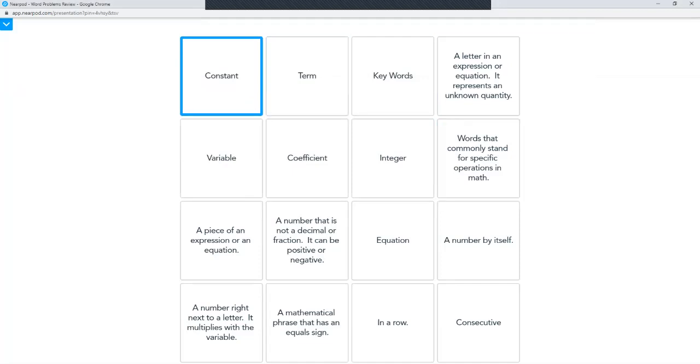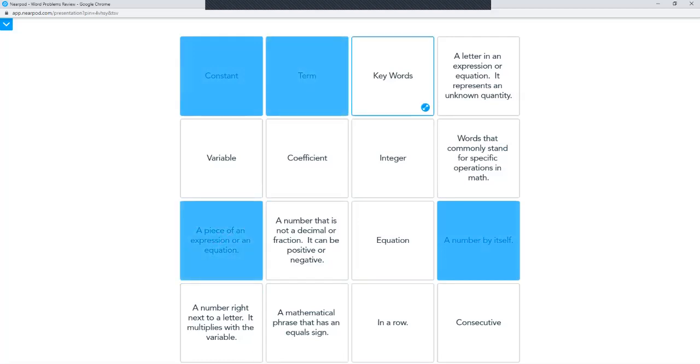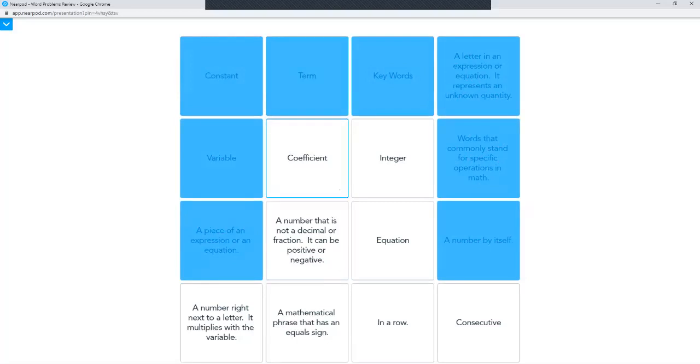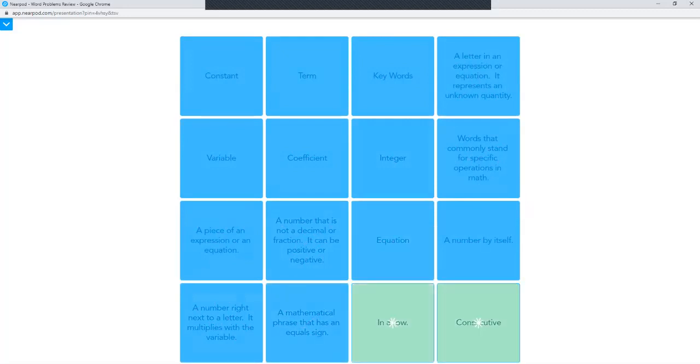All right, so constant would have been a number by itself. Term is a piece of an expression or an equation. Keywords are words that commonly stand for specific operations in math. Variable is a letter in an expression or equation. Coefficient is a number right next to a letter. Integer is a number that is not a decimal or a fraction. Equation has to have an equal sign. And consecutive means in a row.